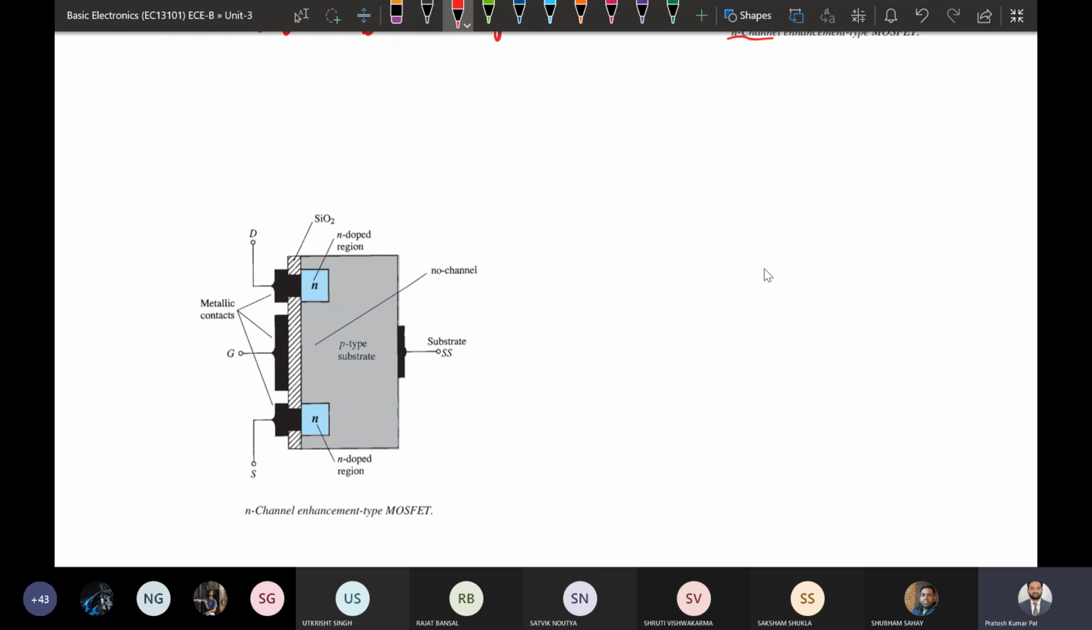While analyzing the operation, we will be applying different voltages. One voltage is the gate to source voltage, and another is the drain to source voltage. By applying these two voltages, we need to analyze the device and see how it is going to perform.